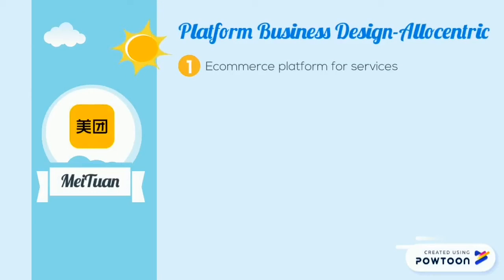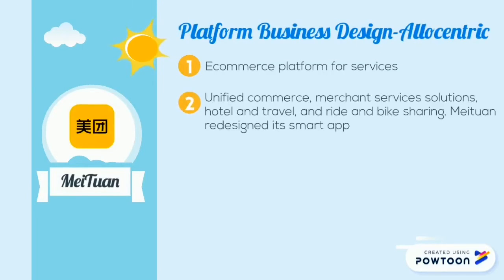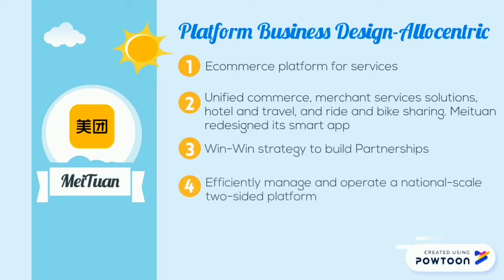Meituan envisioned the e-commerce platform for services. Meituan redesigned its smart application. Meituan utilized a win-win strategy to build partnerships across China and reduce costs. Also, it has learned how to efficiently manage and operate a national-scale two-sided platform. Meituan also expanded into the delivery of other foodstuffs and groceries, with the innovation of AI recommendations for delivery route optimization.